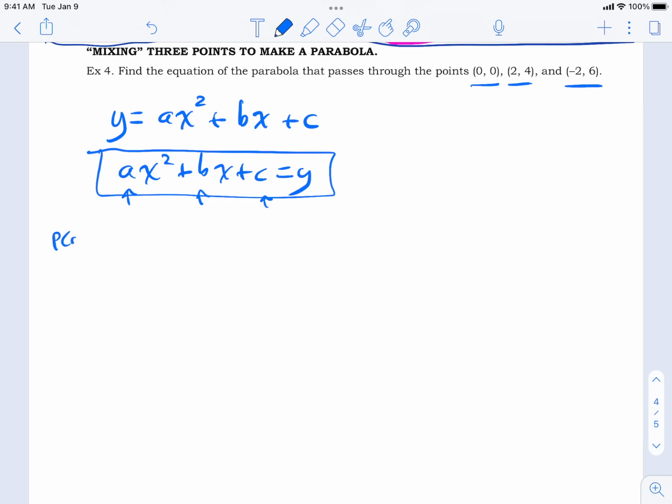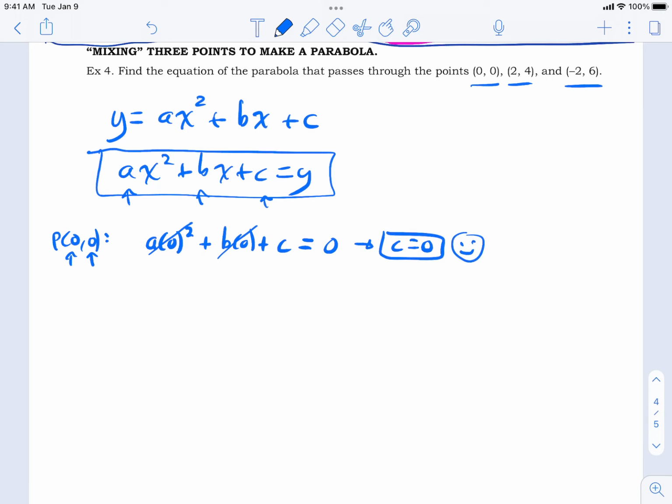So the point 0, 0. Let's use that one first. I'm plugging in x equals 0. So plug a 0 in there and square it. Plug a 0 in there. And that's supposed to give me y equals 0. Now this equation is nice because 0 squared is 0, and 0 times b is 0. This equation tells you right away, oh, c is equal to 0. That's nice. If you ever have the point 0, 0 on your parabola, that's going to happen, and it's going to be nice. Not saying it's always going to happen, but if it does, it's nice.